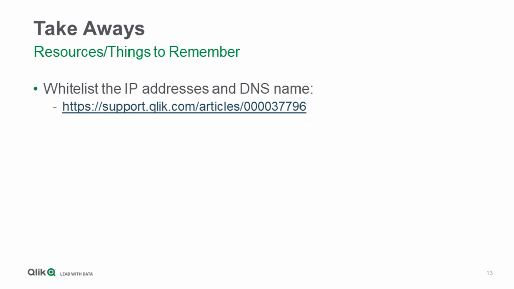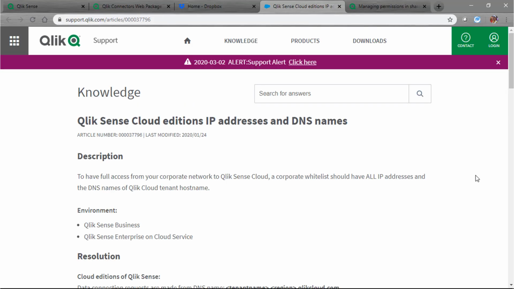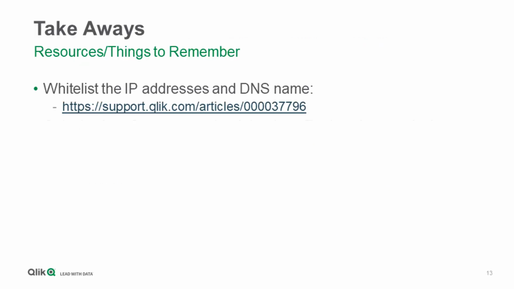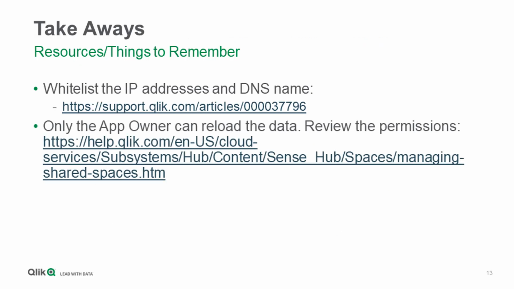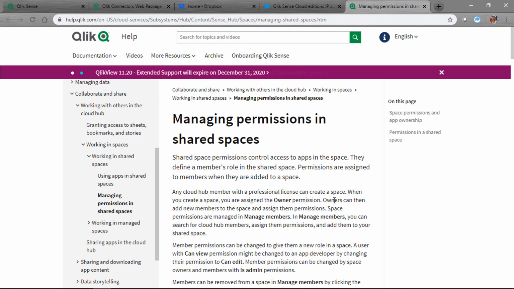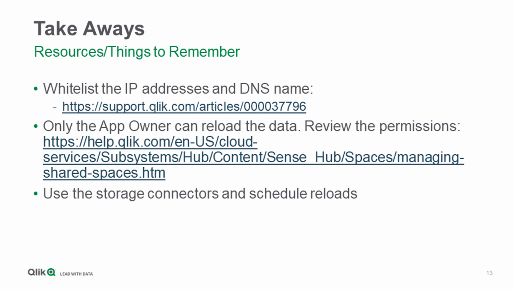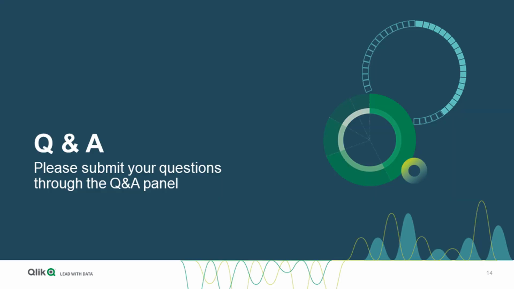So to recap, make sure the prerequisites are completed when connecting to local databases. Have your IT open up the specific port and whitelist the IP addresses and DNS name. When reloading data manually, only the app owner can reload the data. All the permissions can be viewed on our help site. Use the storage connectors when possible so the whole team has access to the storage location and can help manage the files. Create a reload schedule so no one has to worry about making sure the latest files are uploaded in Qlik Sense Business. And now, if anyone has any questions, we'll do some Q&A.